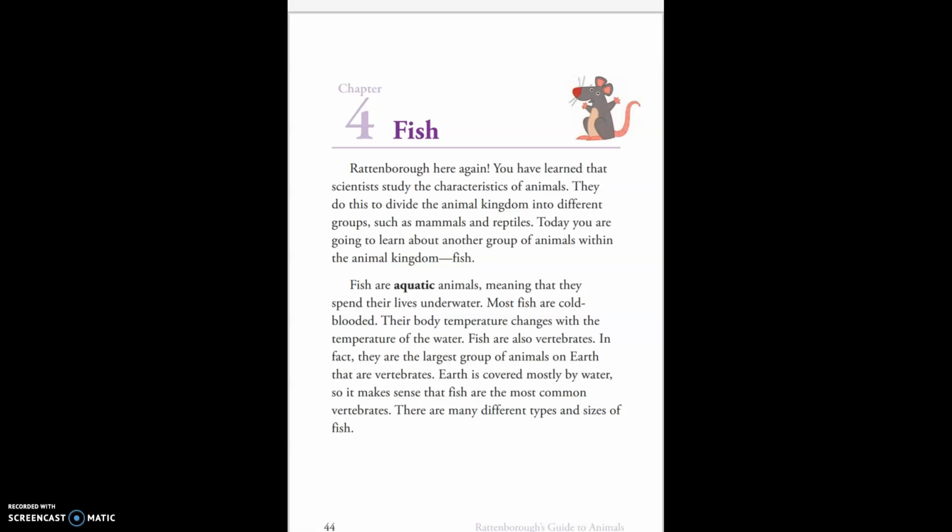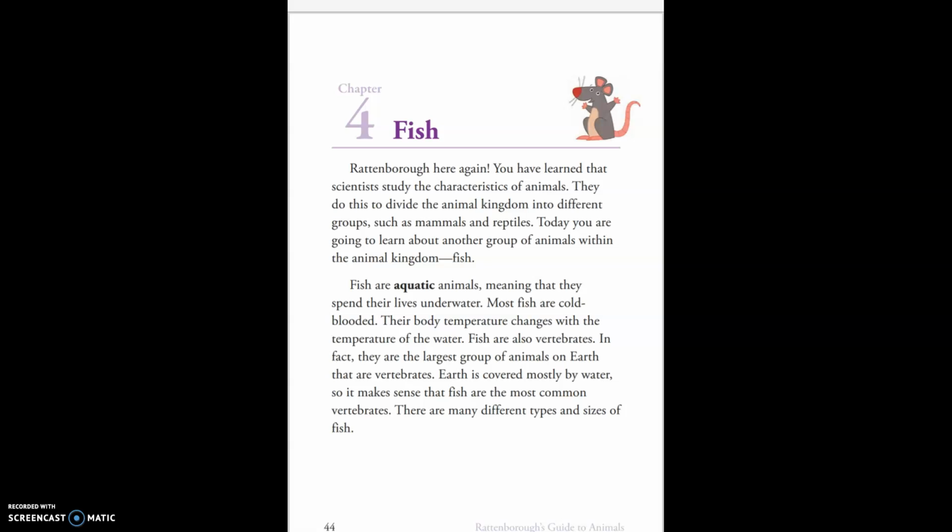Rattenborough here again. You have learned that scientists study the characteristics of animals. They do this to divide the animal kingdom into different groups such as mammals and reptiles. Today you are going to learn about another group of animals within the animal kingdom, fish. Fish are aquatic animals, meaning that they spend their lives underwater. Most fish are cold-blooded. Their body temperature changes with the temperature of the water.